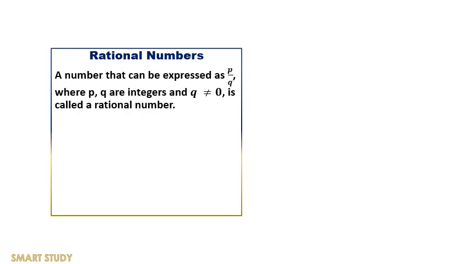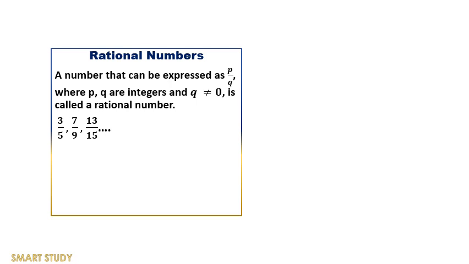A number that can be expressed as p by q where p, q are integers and q is not equal to 0 is called a rational number. Means if a number in the form of p by q is called as rational numbers where p and q are integers and q is not equal to 0. Example 3 by 5, 7 by 9, 13 by 15.